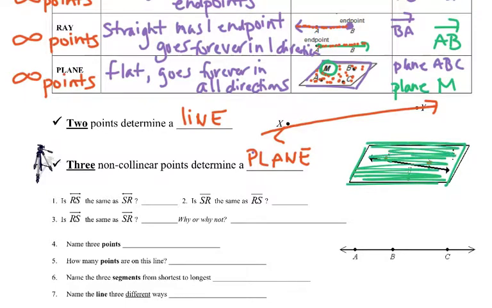Now we have a word in here, non-collinear. That means points not on the same line. That's something that we're going to talk about tomorrow. But for right now, we'll just leave it here.